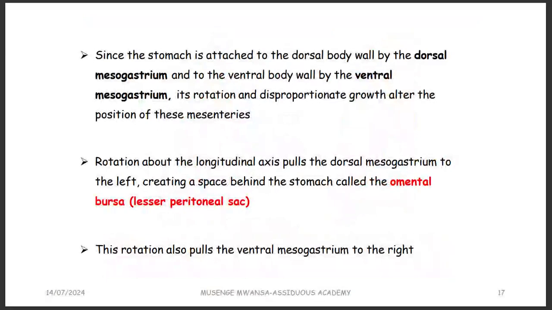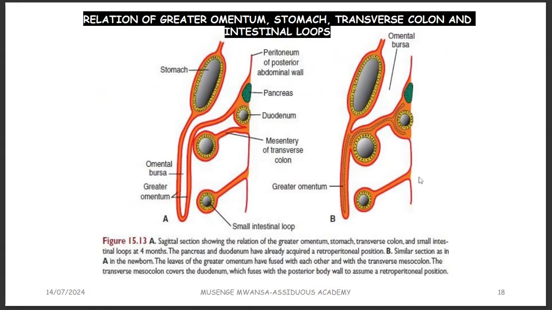I should have put a cadaveric picture, because in DRA, when you are doing it, it should be practical too. They can bring that. Okay. So the same rotation that is happening is also going to pull the ventral mesogastrium to the right. Okay, the ventral to the right. So look at this.